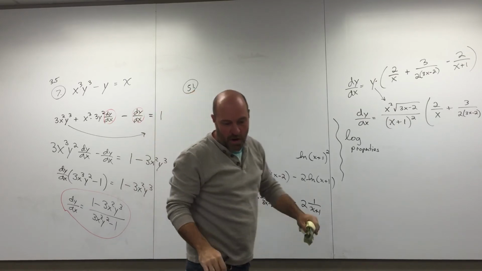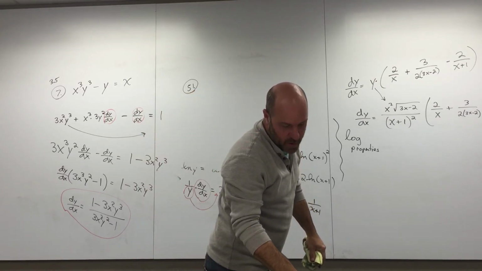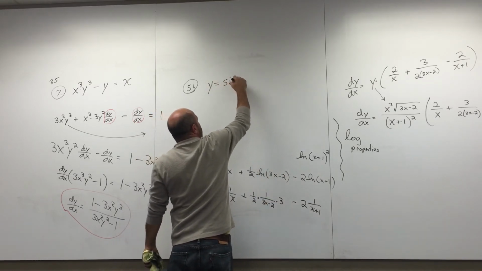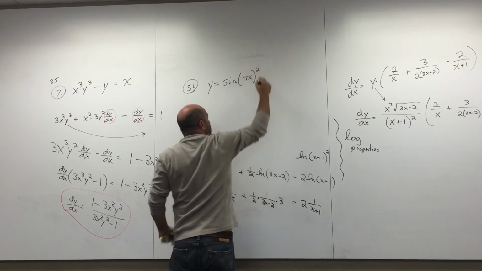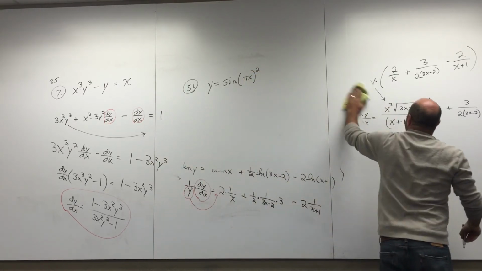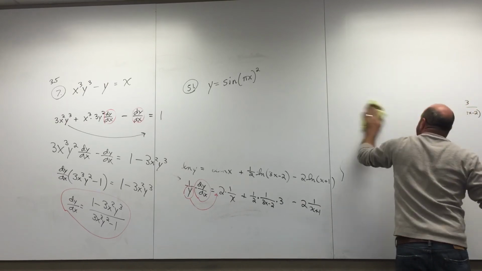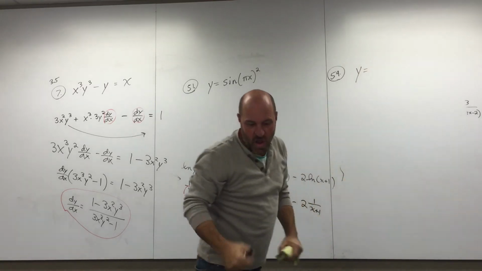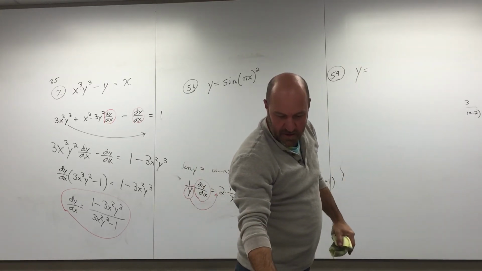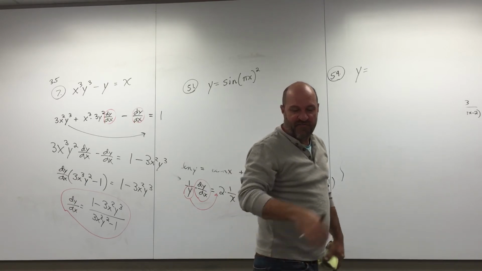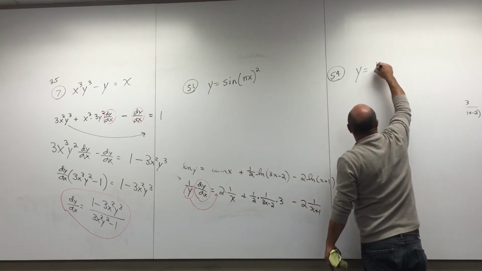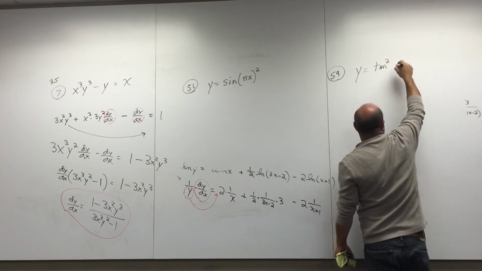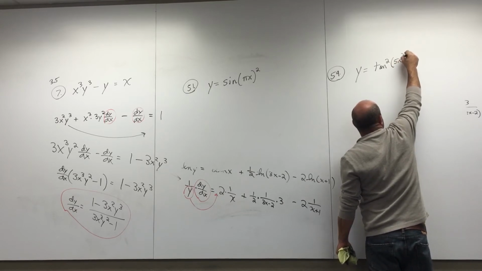Okay. So 51 is y equals the sine of pi x squared. And then in 59, y equals the tangent squared of 5 theta. They're using theta as a variable. Do you mind if I change it to x? I'm going to change it to x. 5x.